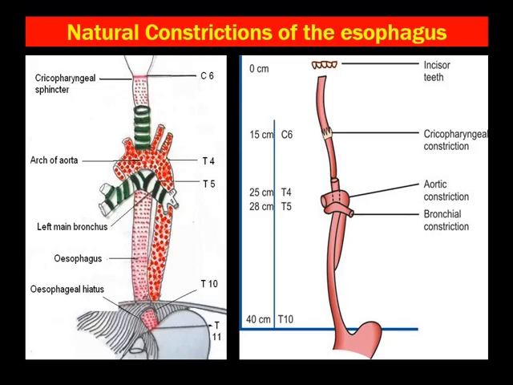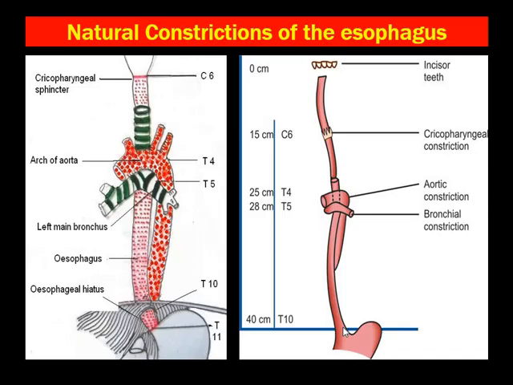Then lies the arch of aorta, which is at the level of T4 and around 25 cm from the upper central incisors. The next is the left main bronchus, which is around 28 centimeters. In some textbooks, including Scott Brown's, the arch of aorta is measured at 23 centimeters. And the lower one is the lower esophageal sphincter that lies at a distance of around 40 cm from the upper central incisors or at the level of T10.